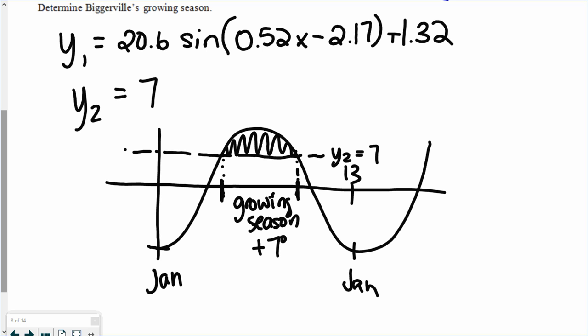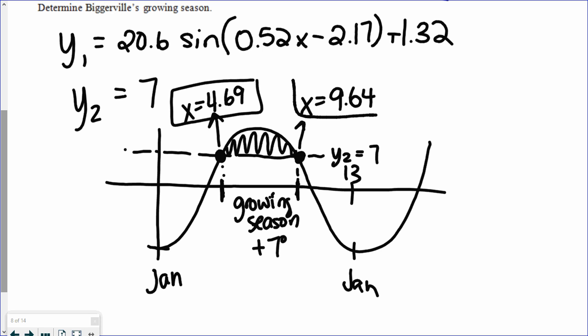Looking at that, we're going to trace the 2 points of intersection. We want to look at this point of intersection, and this point of intersection. If I trace the intersection of those 2 points, this is at x equals 4.69, and this is at x equals 9.64. Again, make sure you know how to trace that. So what does that mean in terms of actual reality? You don't want to say Biggerville's growing season is from x equals 4.69 to x equals 9.64.